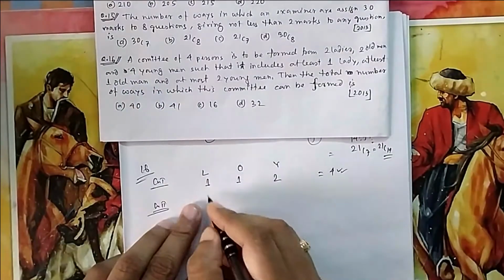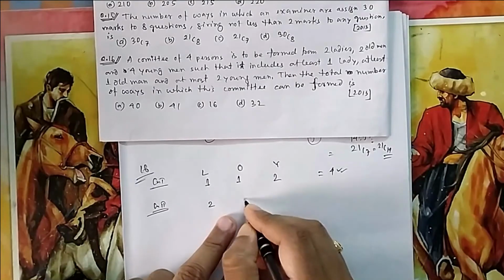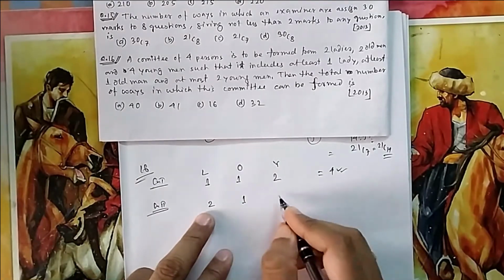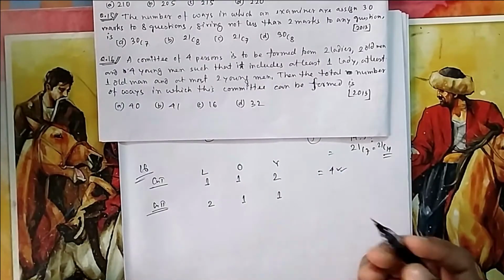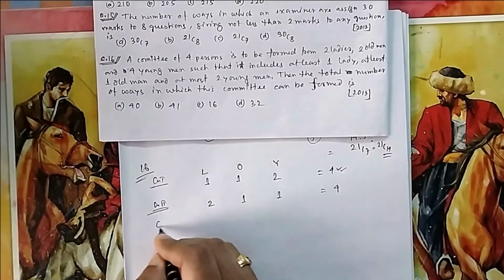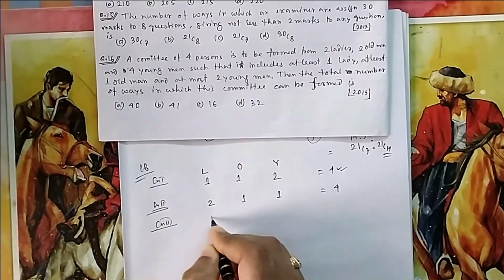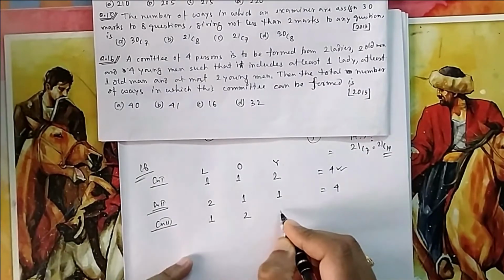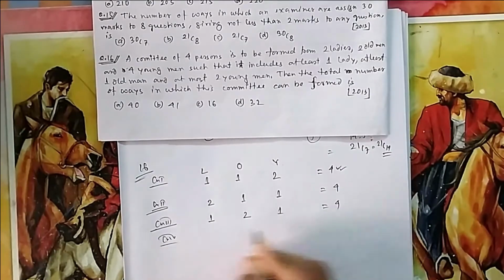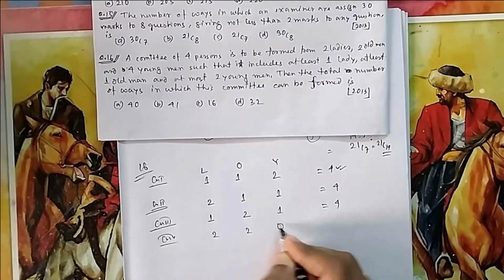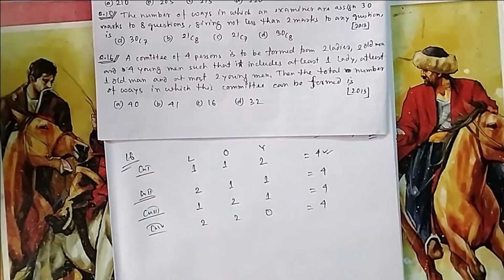Case 2, now you can increase the ladies, but old men you have to take at least 1. So 3 is gone, and young men you can take 1, because at most there are 2, minimum you can take whatever. Similarly, case 3 will automatically come now. You can choose 1 here, you can choose 2 here, and again you can choose 1. Similarly case 4 will come, because you can put 0 also. So 2 from here, 0 from there. So these are the possible cases.